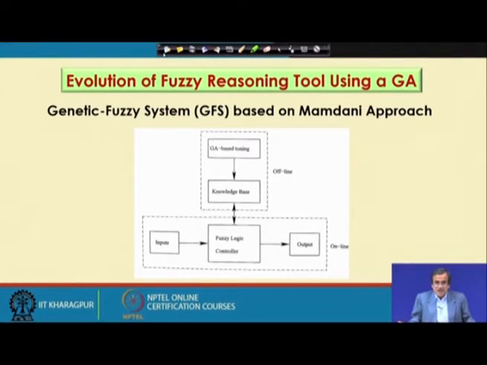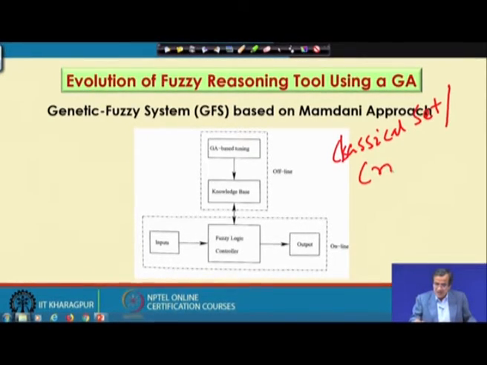Now, nowadays fuzzy sets have become so popular, but previously people used to believe only the classical set or the crisp set. The classical set or the crisp set is very old, and people used to think that it is the classical set which can tackle different types of uncertainties in this world.